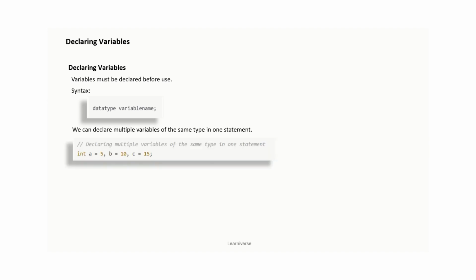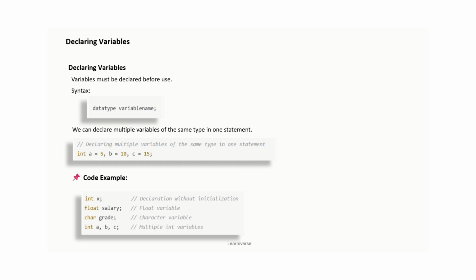Now let us see how we can declare variables. In C, variables must be declared before use. The syntax is very straightforward. Here we need to specify the data type and then the variable name. You can also declare multiple variables of the same type in one statement. Here you can see the example. So this is a clean and efficient way to manage your variables.